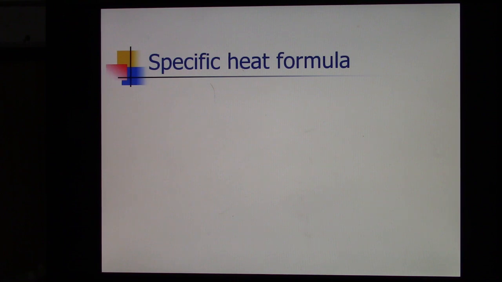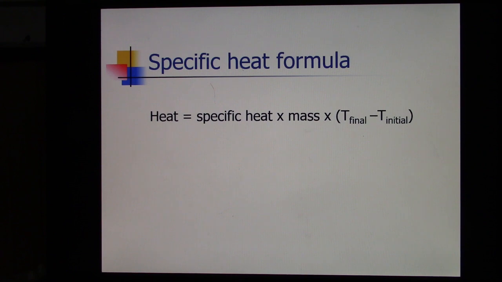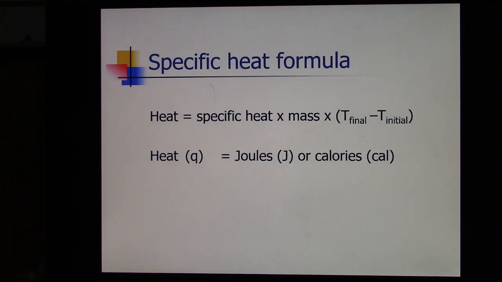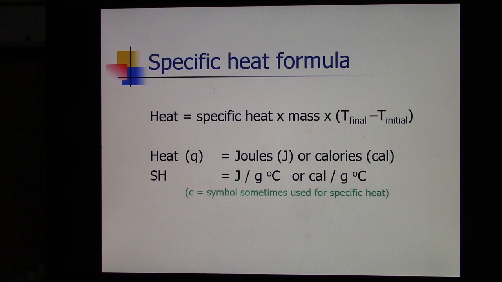In a lot of calculations we use the specific heat formula. Heat equals specific heat times mass times temperature change, which is T final minus T initial. For heat, we usually use the symbol little q, in joules or calories. For specific heat, we sometimes use the abbreviation C. I like to use the abbreviation SH because it reminds me of specific heat. That's usually in joules per gram degree C or calories per gram degree C.